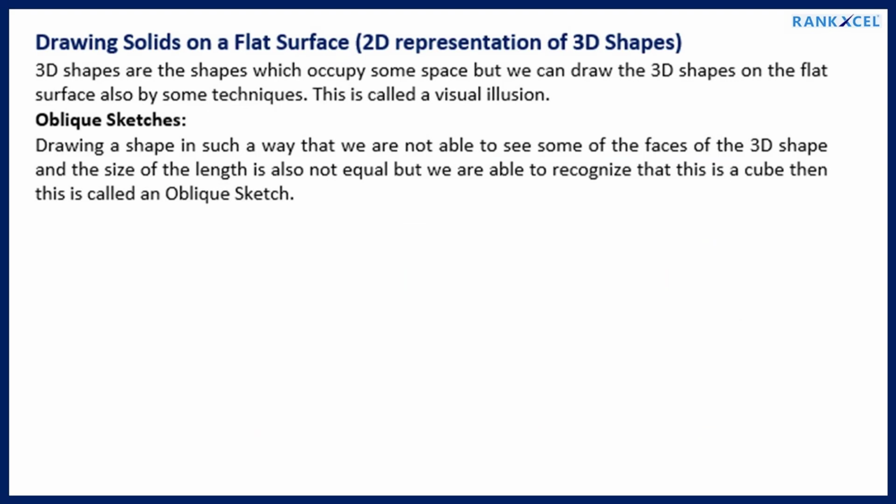Drawing solids on a flat surface, 2D representation of 3D shapes. 3D shapes are the shapes which occupy some space, but we can draw the 3D shapes on a flat surface also by some techniques. This is called a visual illusion.